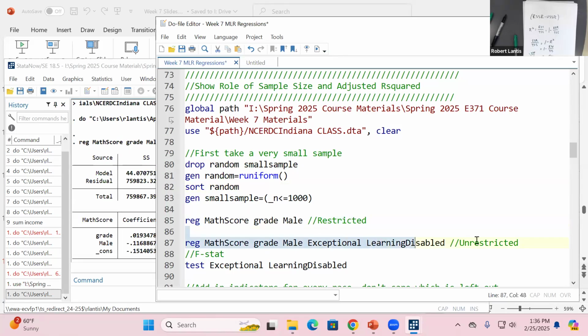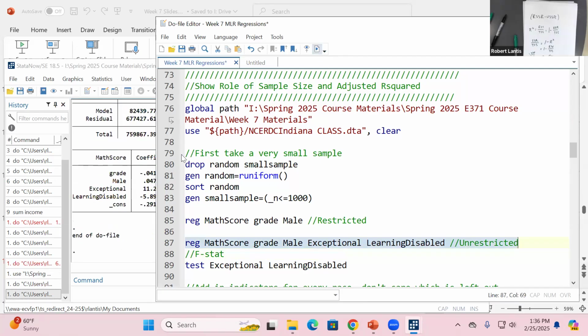And I think, okay, well, what if I included whether or not the student was identified as exceptional or learning disabled? Well, those variables, if I'm trying to predict math scores, what do you think is probably going to happen to my R squared? If I'm now adding in information of whether the student is identified as exceptional, not just the grade they're in and whether or not they're male, what do you think is going to happen to the R squared when I'm trying to explain math scores? It's going to go way up, right?